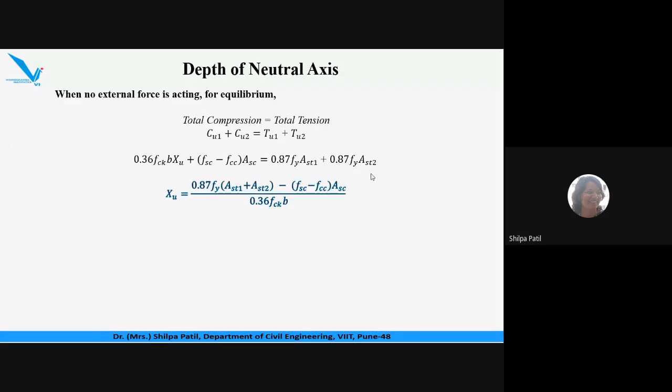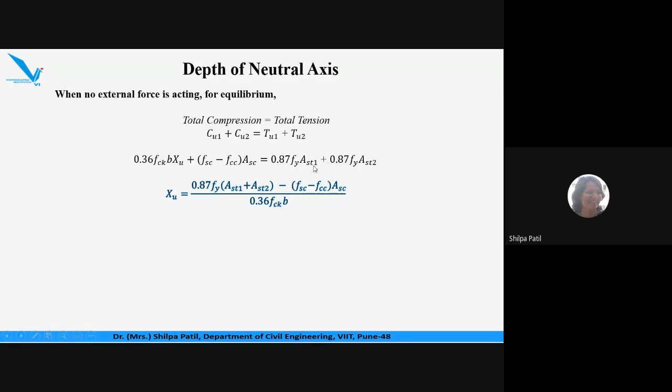So let us simplify the terms and we get the expression for XU as XU equal to 0.87 Fy (Ast1 plus Ast2) minus (FSC minus FCC) into ASC, divided by 0.36 fck b. It is very simple: I have shifted this entire term to the right hand side.